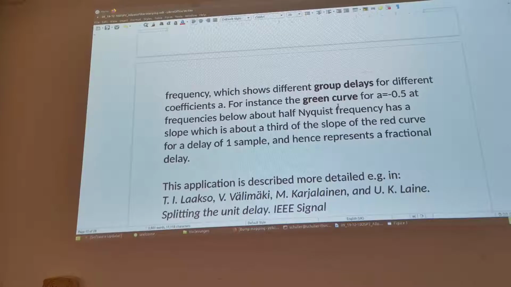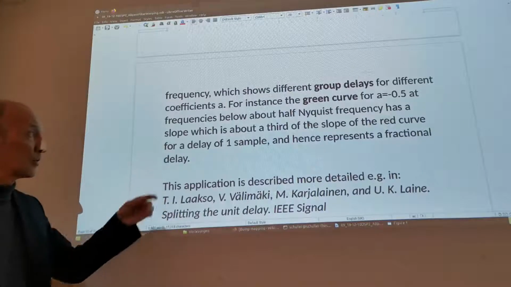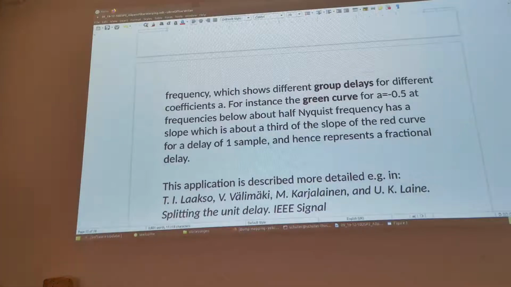Yeah, for instance, the green curve for a equals minus 0.5 and frequencies below about half Nyquist has a slope which is about 1/3 of the slope of the red curve for a delay of one sample, and that means we have a fractional delay of about 1/3 sample.